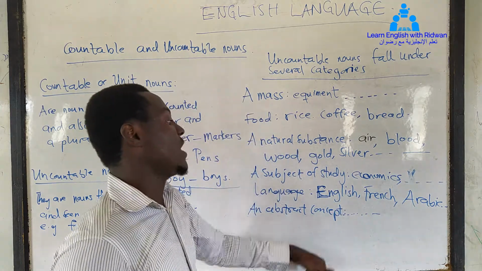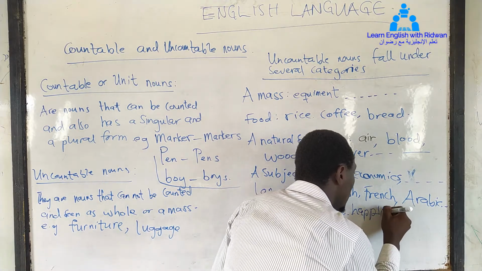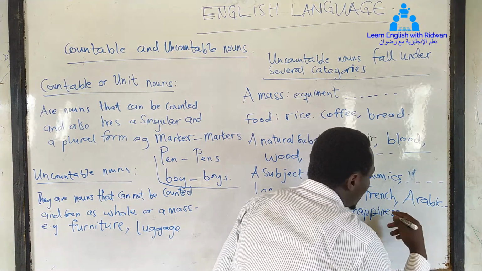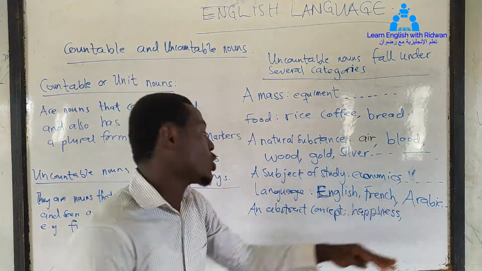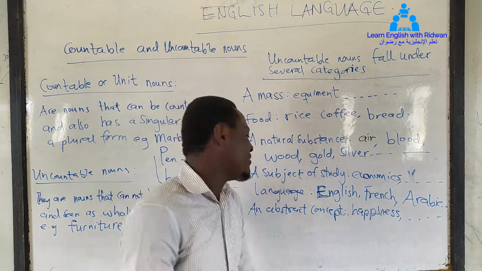So we have an abstract concept. Example we want would be happiness, jealousy. All abstract concepts are referred to as what? Uncountable nouns. We also have diseases.